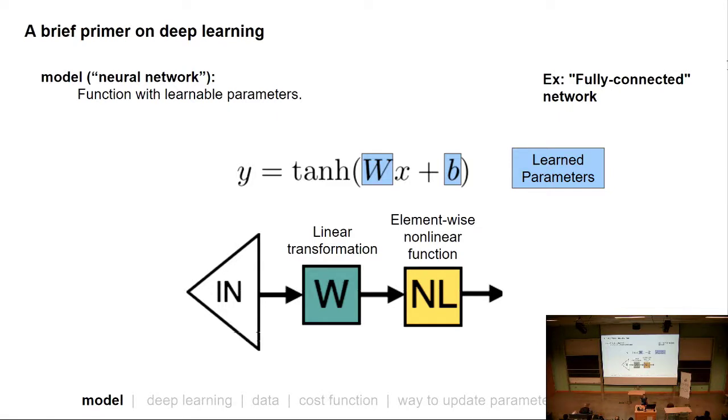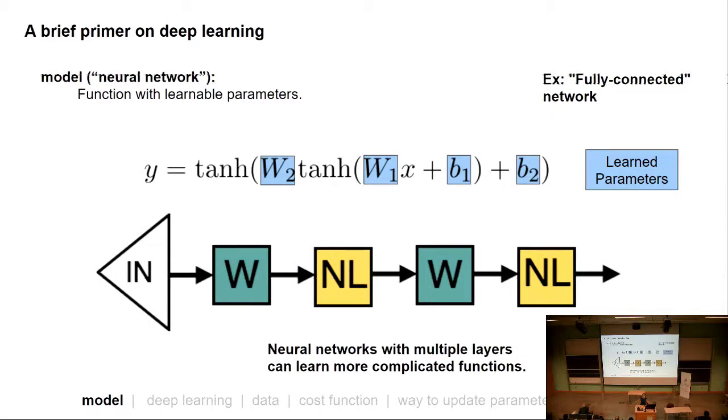OK, fully connected neural network. This is what 2 layers look like. We've simply added on more functions. We've added on more layers with the general principle that neural networks with multiple layers can learn more complicated functions.